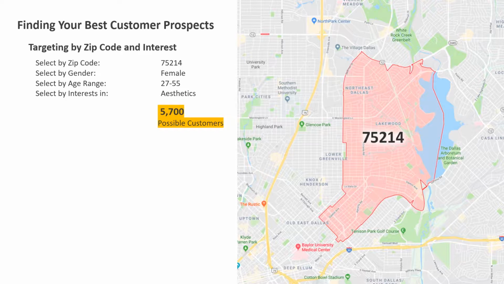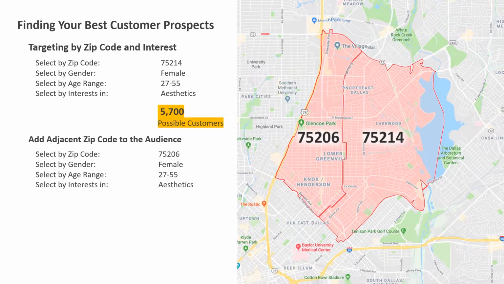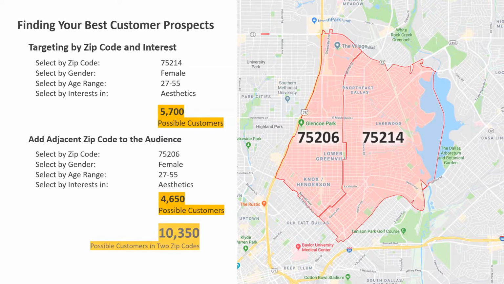Now, Facebook also allows us to select an adjacent zip code using the same demographics. Female, 27-55, interested in aesthetics. We find there's another 4,650. That gives a total of 10,350 prospective customers just within 2 zip codes. Now, if that doesn't show you that your customers are on Facebook, I don't know how else to do it. To me, when I look at that, I think there is gold in those neighborhoods. We just have to go and get it.